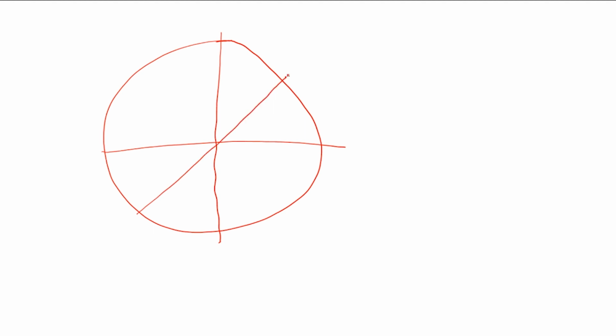Initially, from here to here, we have to sketch this circle. Initially this is 0. Here it is 1, here it is 2, here it is 3, 4, 5, 6, and here 7.